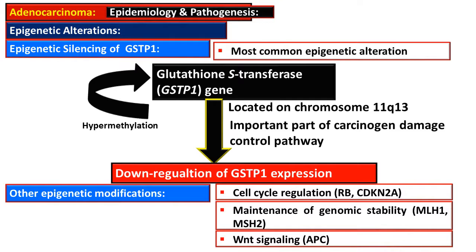The other epigenetic modifications are cell cycle regulators such as RB and CDKN2A, maintenance of genomic stability such as MLH1 and MSH2, and the Wnt signaling pathway in which the APC is involved.